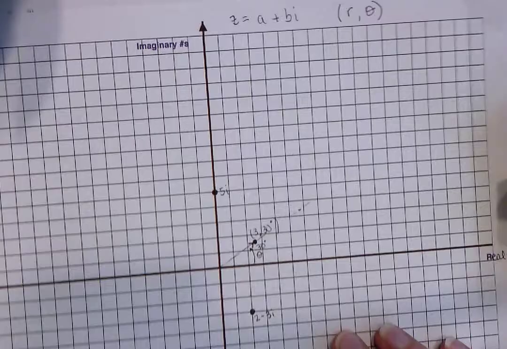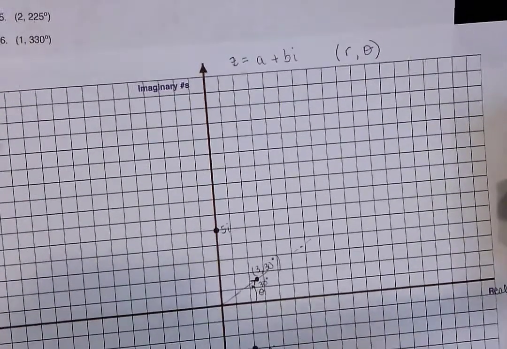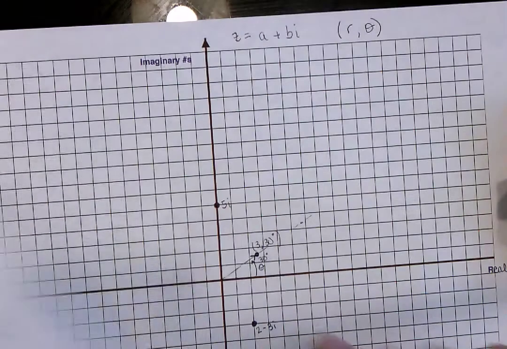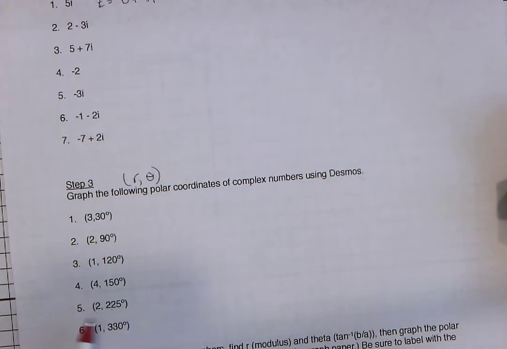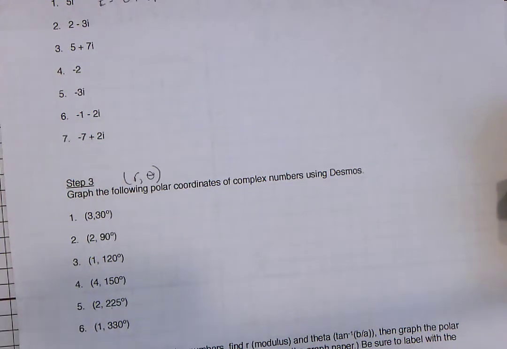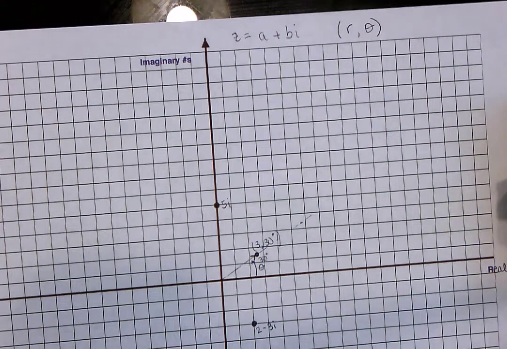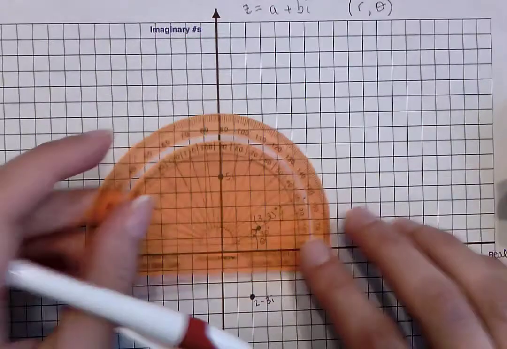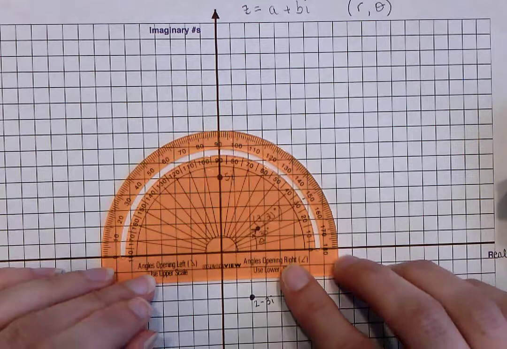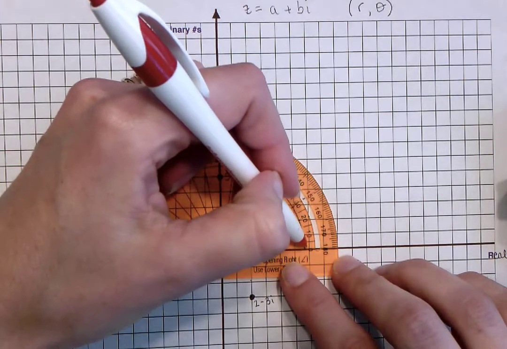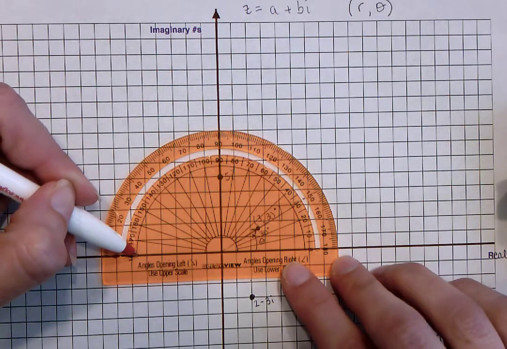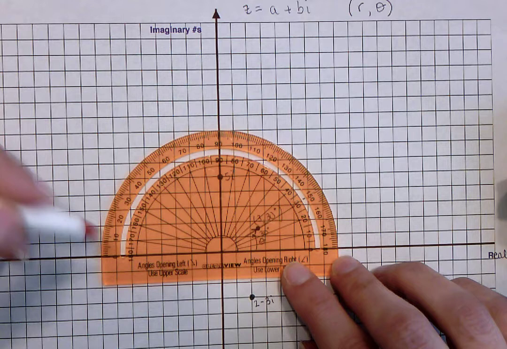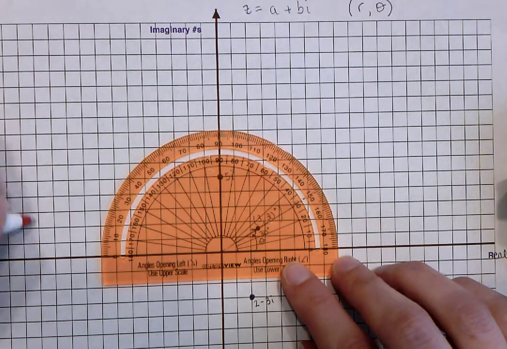Now I'm going to do a little bit harder one, something that's greater than 180 degrees. On this one, (2, 225). So 2 is going to be my radius, and 225 is my angle. Using my protractor, I know that starting at the 0 here, I can go all the way around and get 180. I need 225. So what's the difference between 225 and 180? I'll just do that over here: 225 minus 180.